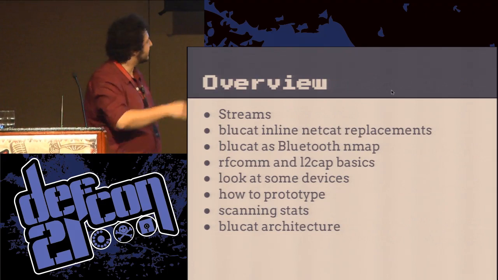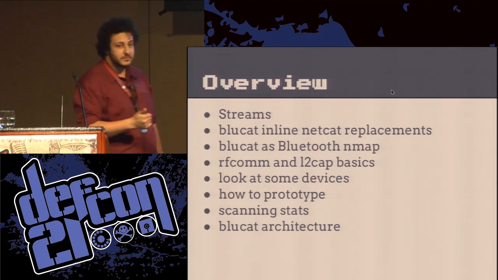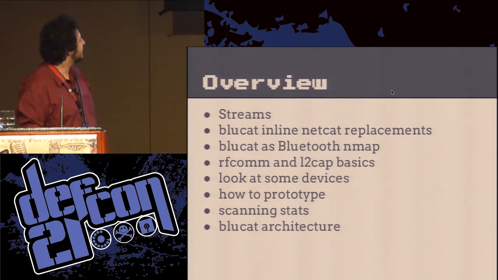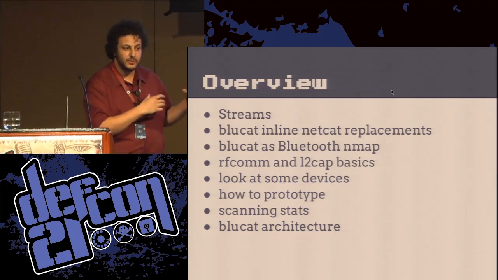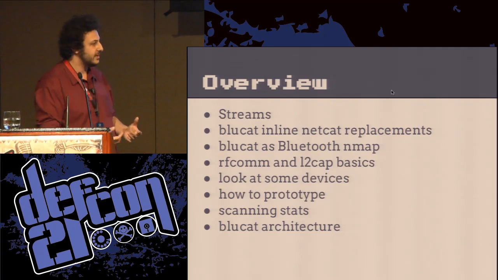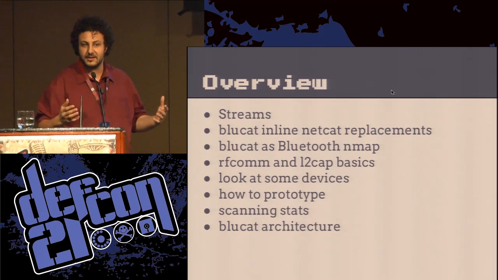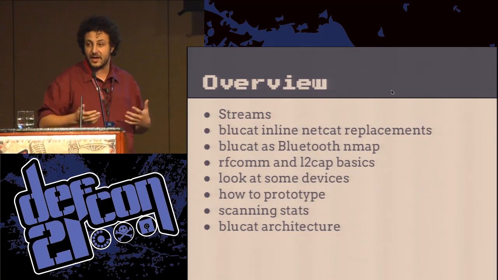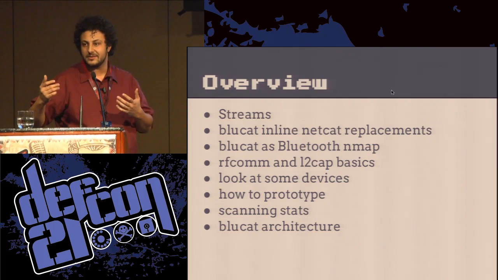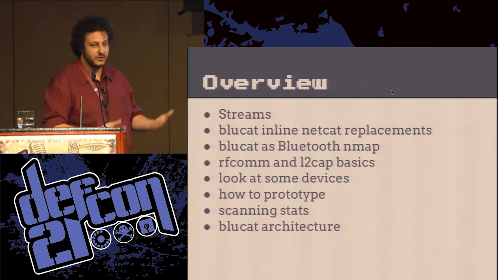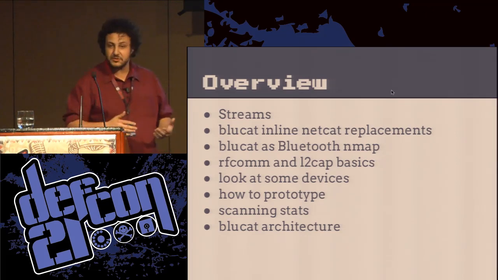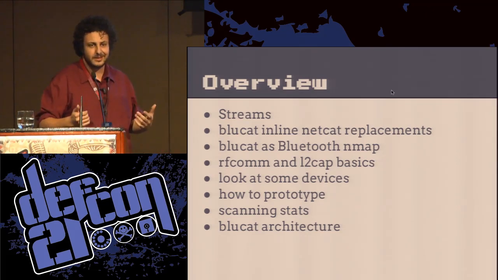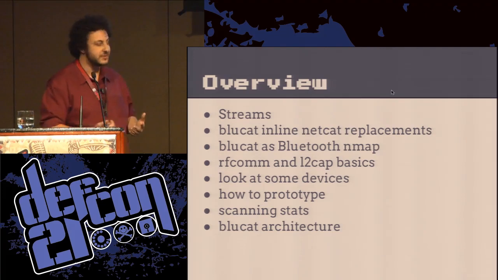The overview of the sections is that we're going to talk about streams and how they're awesome and fundamental, right? And then how you can replace Netcat with Blucat in line wherever you use Netcat. Any situation you can think of using Netcat over an IP address, you can use Blucat. You just replace the IP addresses with MACs, right? And then you just have to be in range. We also have Blucat as a Bluetooth nmap, so we do scanning and service discovery functions, right?